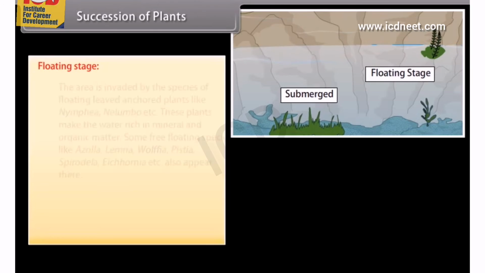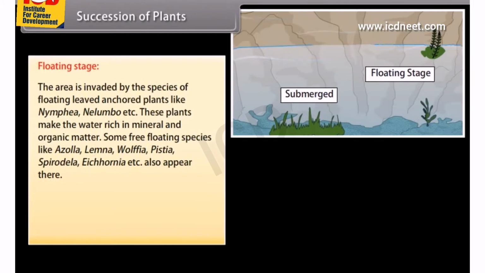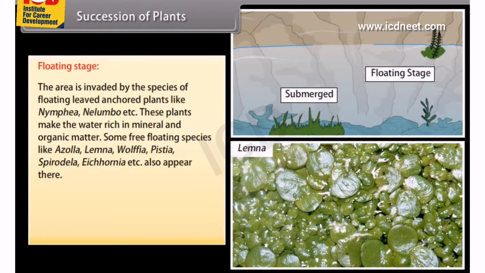Floating stage. The area is invaded by the species of floating-leaved anchored plants like Nymphaea, Nelumbo, etc. These plants make the water rich in mineral and organic matter. Some free-floating species like Azolla, Lemna, Wolffia, Pistia, Spirodela, Eichhornia, etc. also appear there.